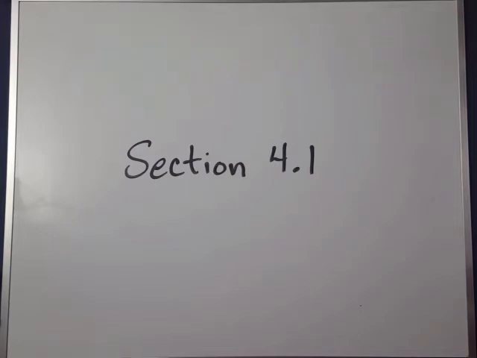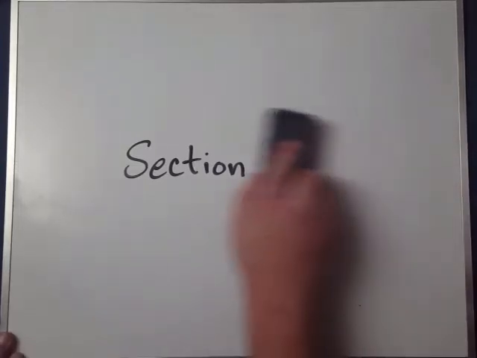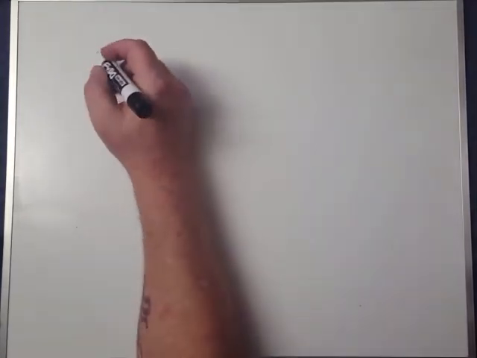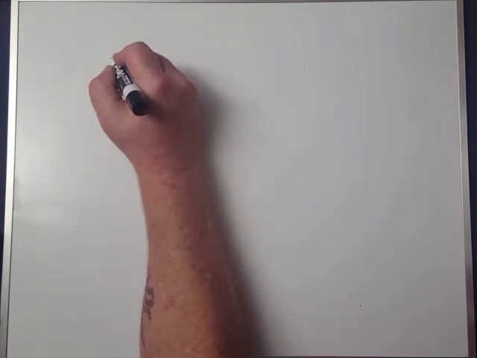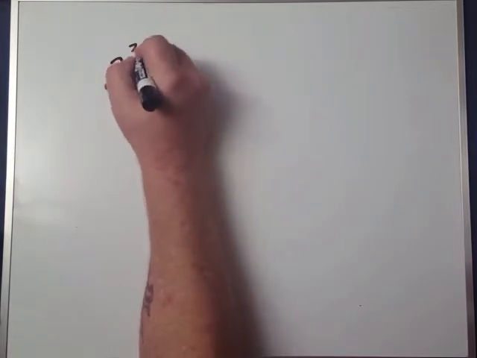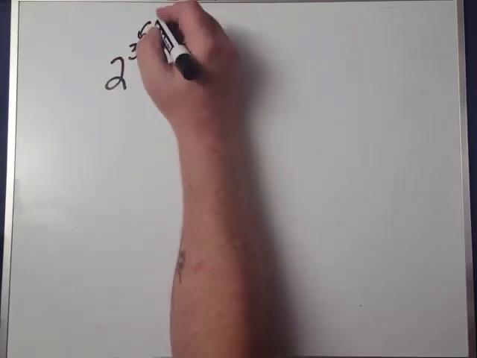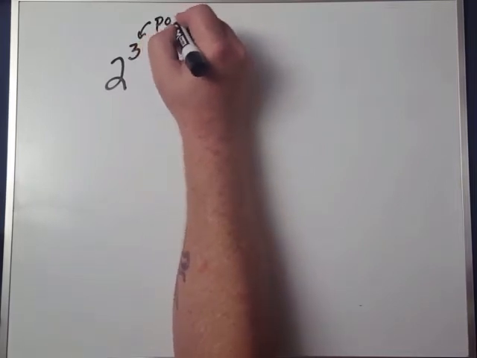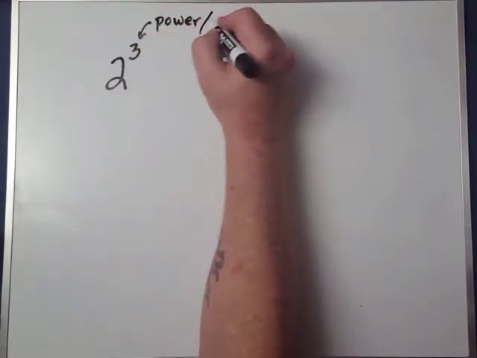Section 4.1, the product rule and power rules for exponents. So we're really changing gears from what we've been doing in Chapter 3. We're now going to take a look at the rules of exponents. Remember that when I have something raised to a power, we call this little guy the power or the exponent.